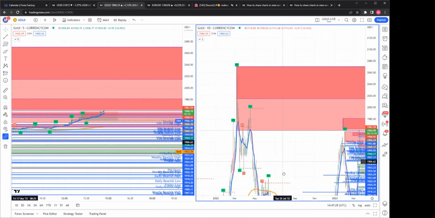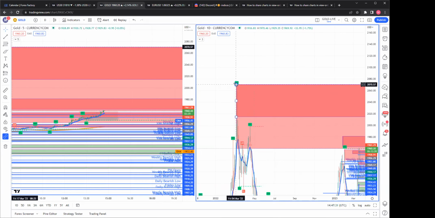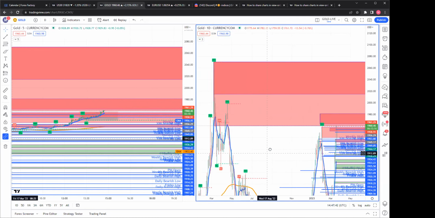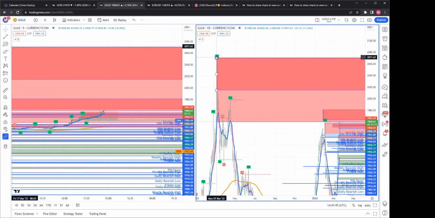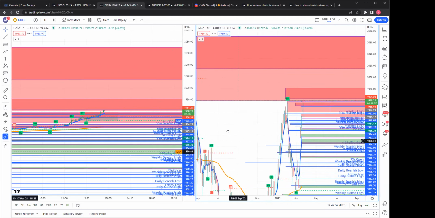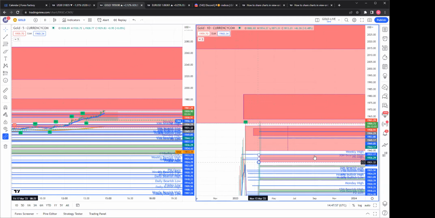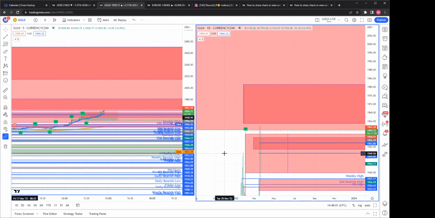So you can see at the very top here, this heavy sell is all the way up. The last time price was there was March of last year. So we're at about the same time. That's where we would expect, in between 2070 and 2015, some good selling on gold. But between now and then, you can see gold broke through that 100 pip zone so easily.